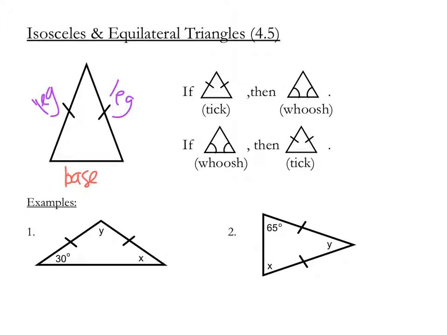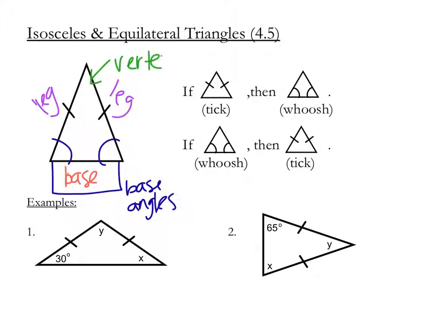And then the really important thing is what we call the angles at the bottom. These angles here are called base angles because they're along the base. If you look at my two statements to the right here, it says if tick then whoosh, and if whoosh then tick. What that means is if you see a picture with tick marks, you're allowed to add whoosh marks. So these angles, the base angles, end up being congruent. And the angle at the top, we call that the vertex angle. So it's just some terms, and if you see these, you're able to know where to position everything.